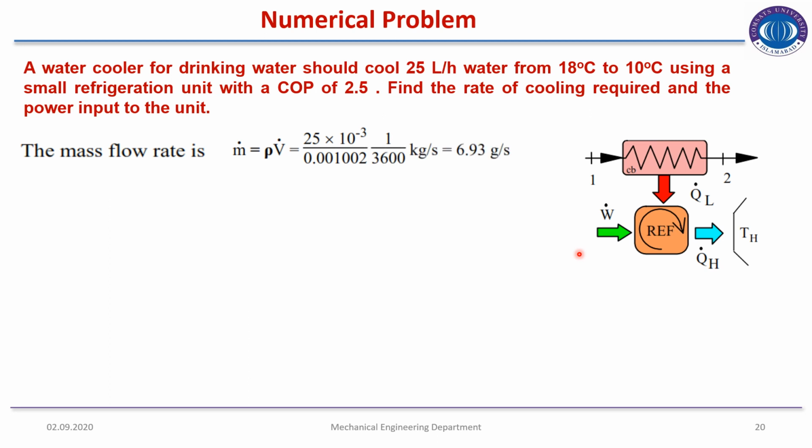The mass flow rate is rho times V dot, from the continuity equation. The volume flow rate is given as 25 liters per hour. To convert this volume flow rate into mass flow rate, we get 6.93.